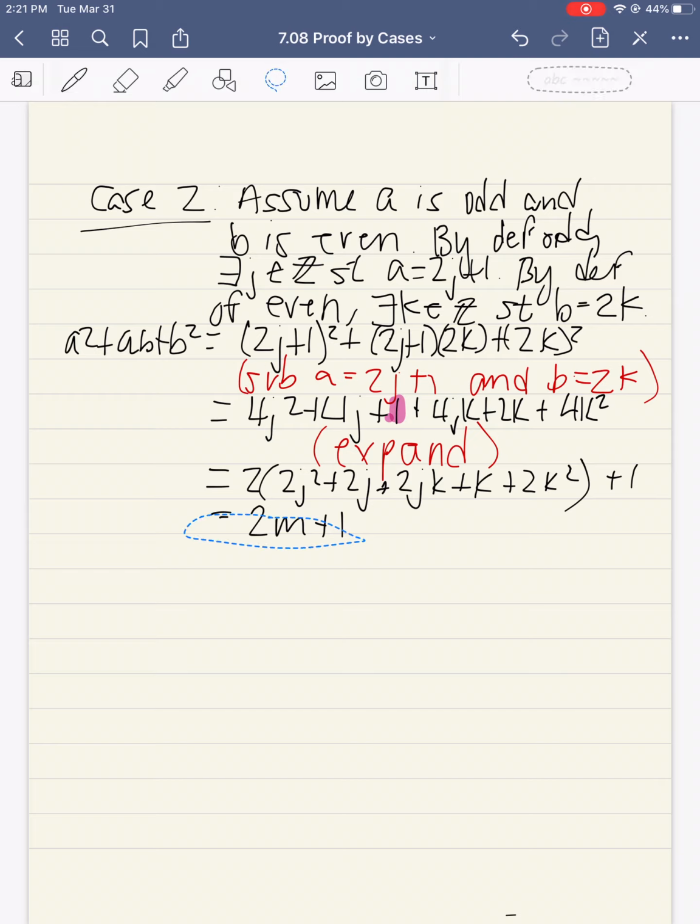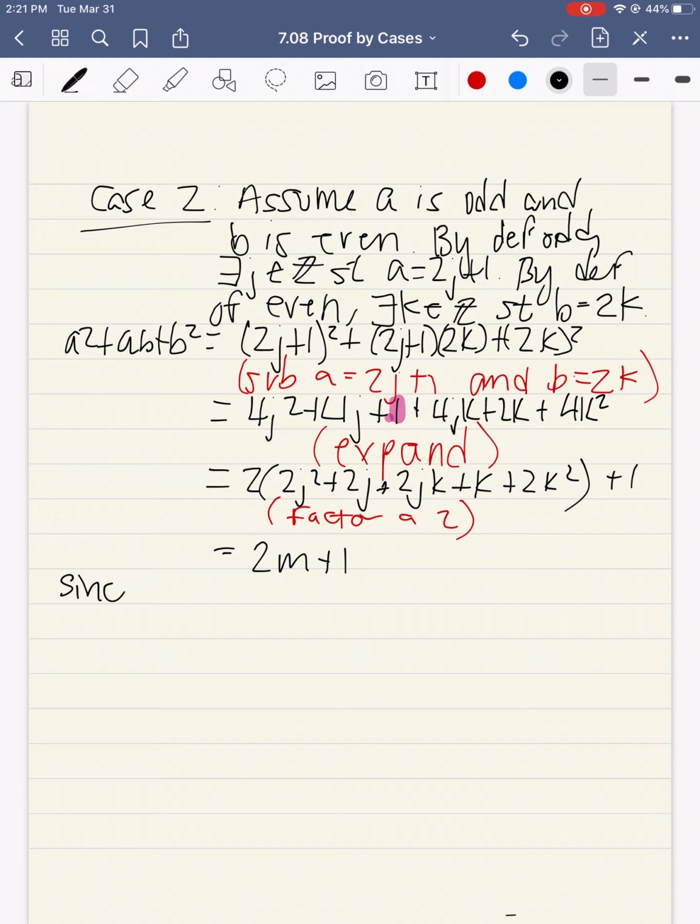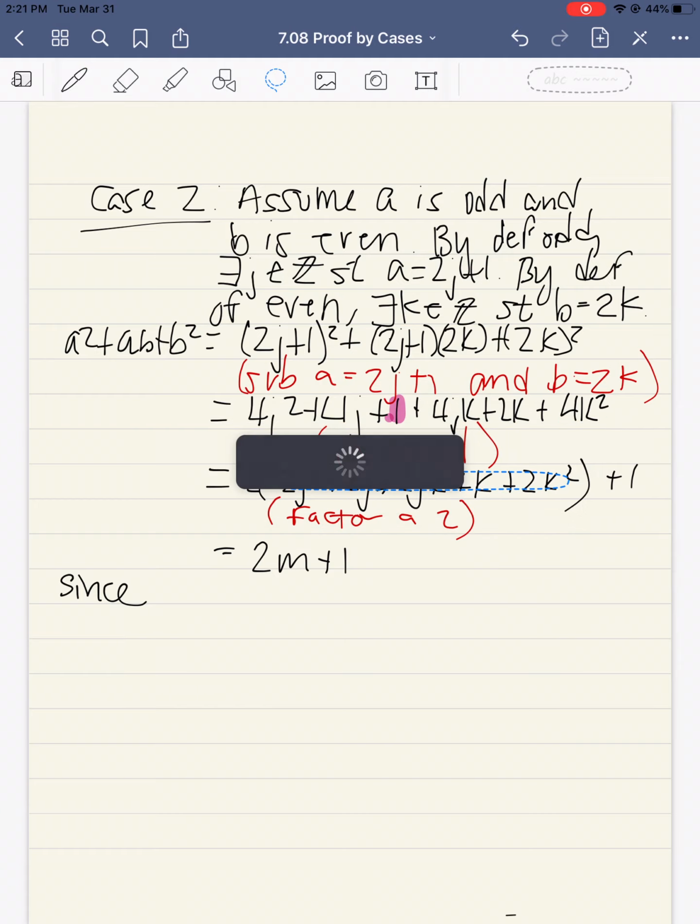Let me make sure I don't forget my justification statements. So now, so since, again, let me be lazy here. That's going to copy that, but that's fine.